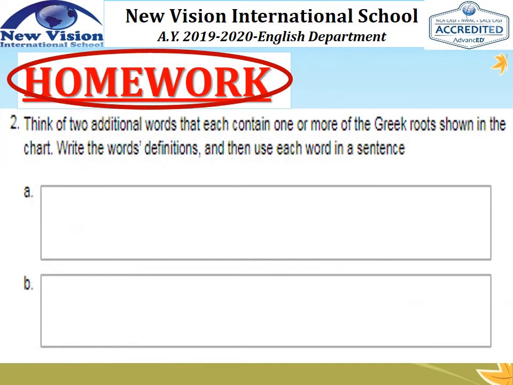Now, focus on this. For number 2, it will serve as your homework. On page 225, think of 2 additional words that each contain one or more of the Greek roots shown in the chart that we had. Write the word's definition. So where are you going to get the definition? Very good, from a dictionary. And then use each word in a sentence. Got it? Good.